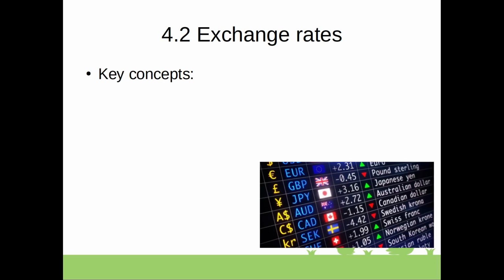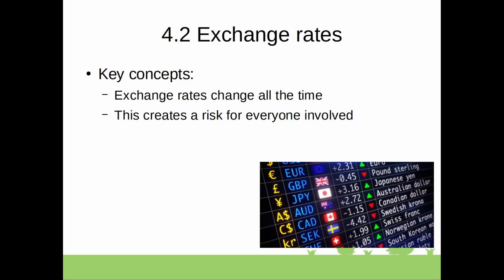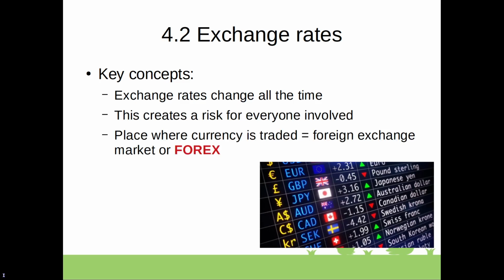So let's go. There are some key concepts to know. The first one is that exchange rates change all the time. This creates a risk for everyone involved, and the place where currency is traded, because you can actually trade currency, is the foreign exchange market, or forex.